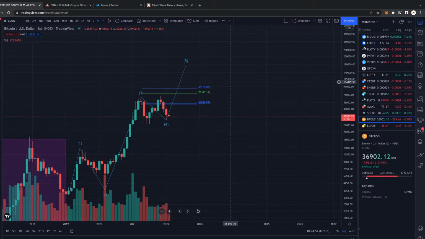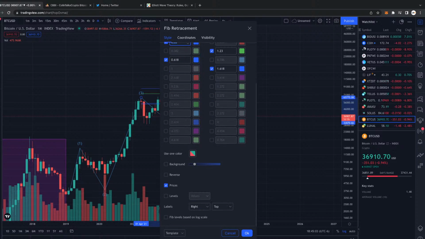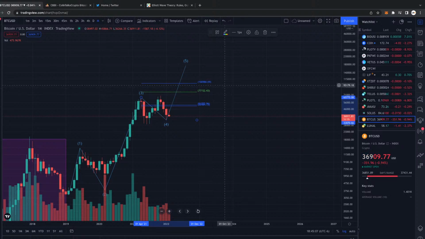Okay, so if that were true, it would bring us to, just make sure I'm on log. Fibs based on log scale. Oh boy. Okay, so that would bring us to $100,000. So I did the inverse. So I took from low to high. Inverse of that gives us a pocket between 77,000 and 100,000.